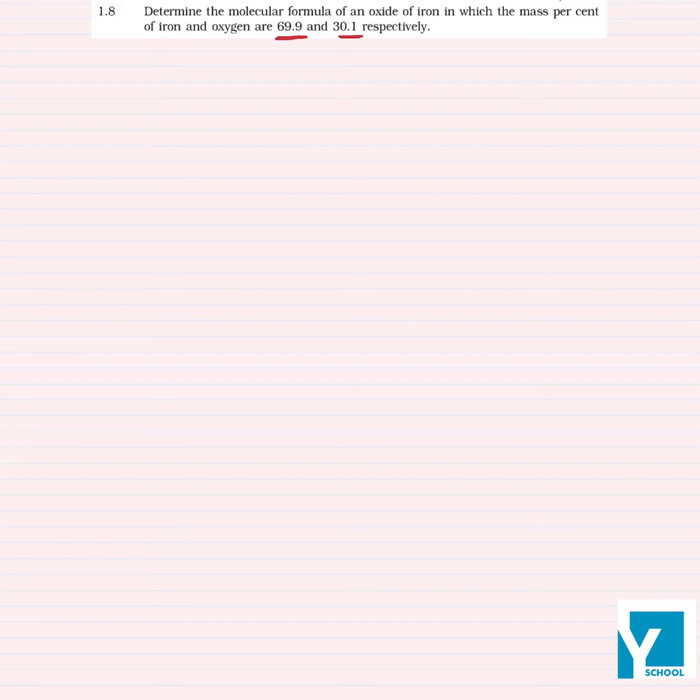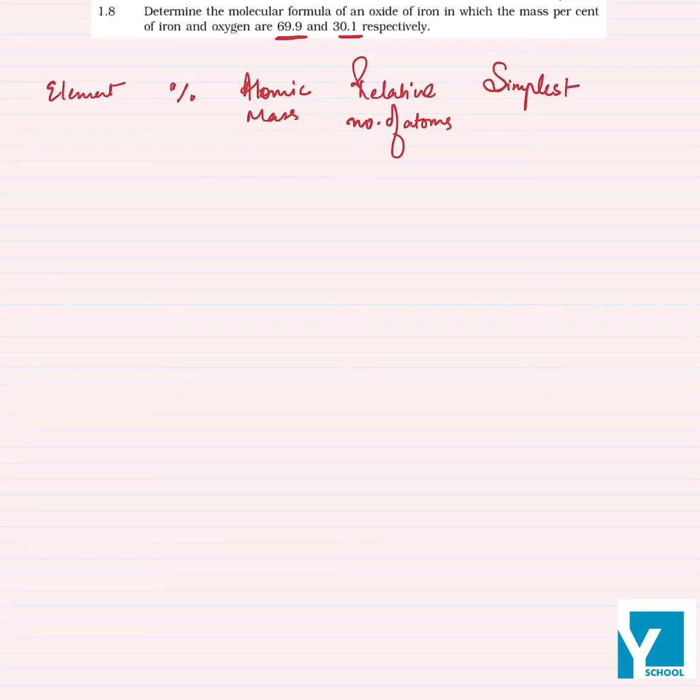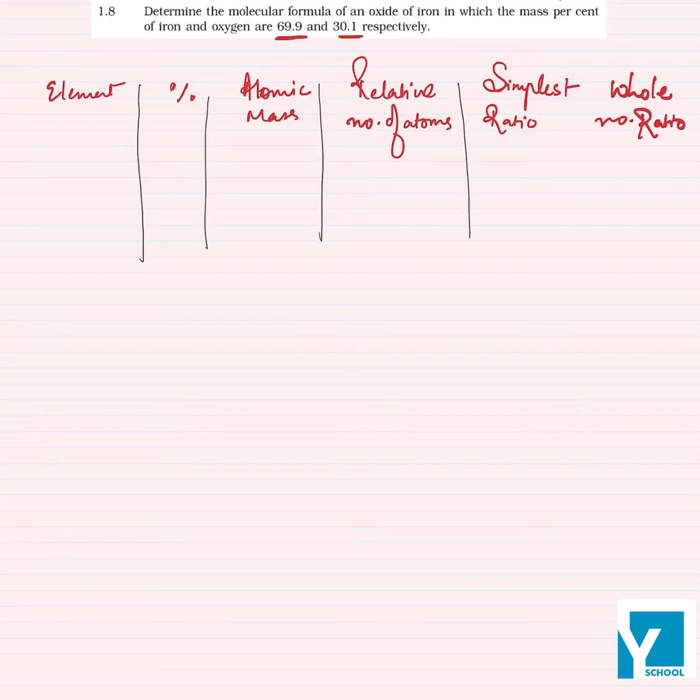So first of all, we will write certain columns in which we will write element, percentage, atomic mass, then relative number of atoms, then simplest ratio, right? So next is whole number ratio. Here we will write the elements which are present in the oxide. It is iron and oxygen, right? So Fe, which is your iron, then for oxygen it is O.